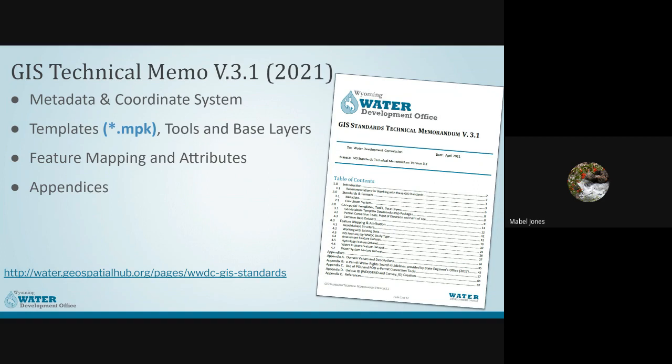The bulk of the standards describes the data model, the core GIS data sets, and provides detail on the types of GIS features that are normally collected through Water Development Office projects. And that's under the feature mapping and attributes section.